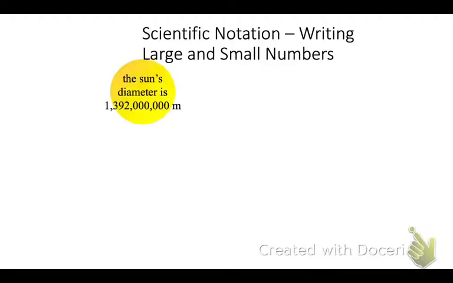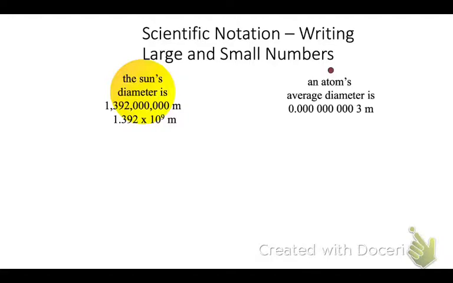For example, the sun's diameter is such a large number, and if you were to express it in a regular or traditional way, there are too many digits and chances are we can miss, add, or subtract a digit or two if we just try to write it in a traditional way. So a more practical way is to express it in scientific notation. So you can say 1.392 times 10 to the power 9 meters.